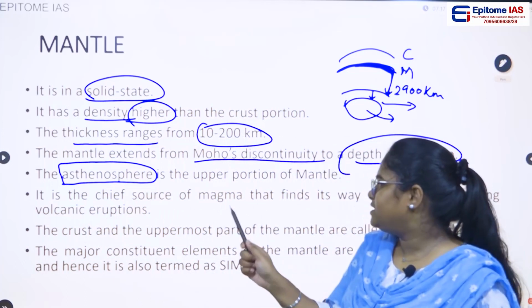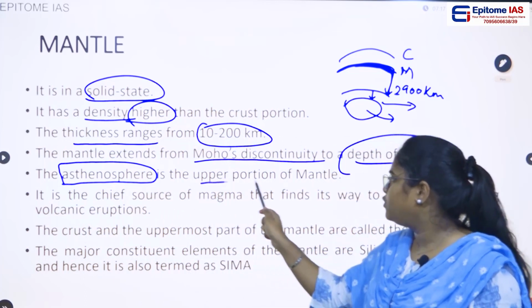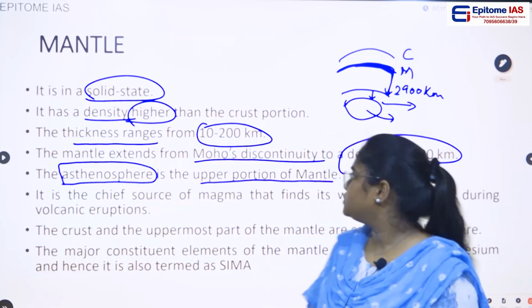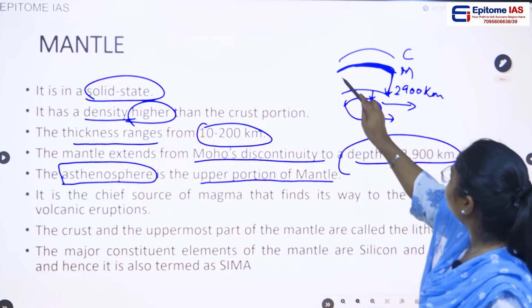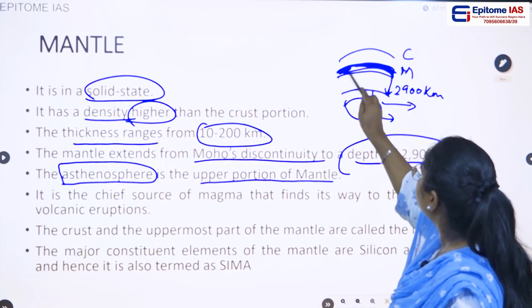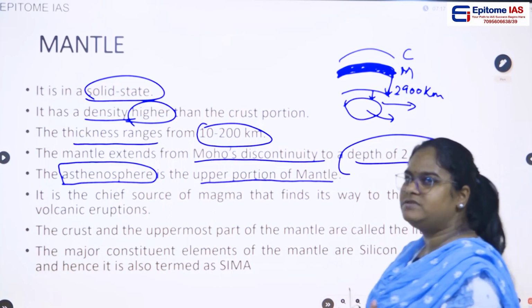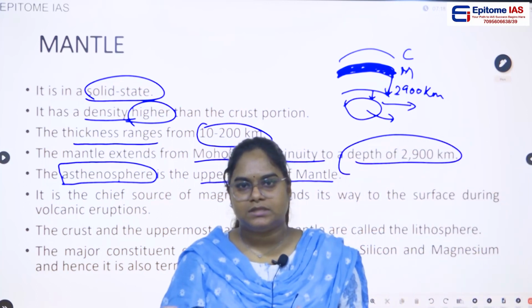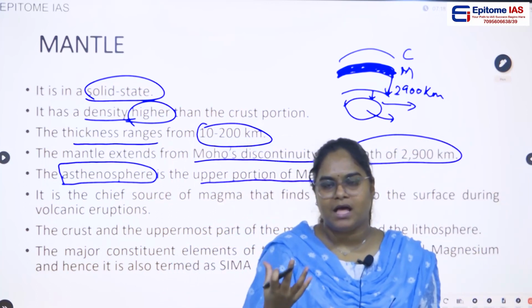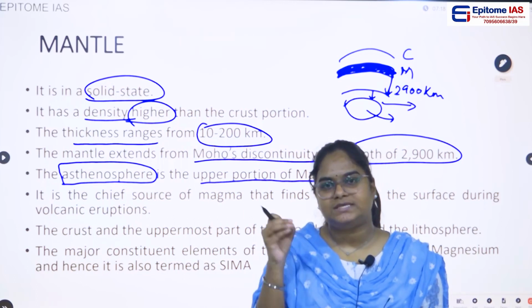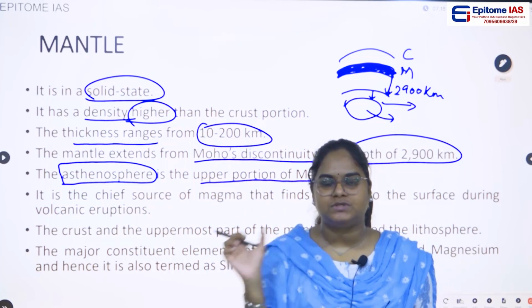The asthenosphere is nothing but the upper portion of the mantle. So let us say here, this upper portion of the mantle, we have the asthenosphere. It is also known as the weaker zone. Why? Because the molten magma which is inside the earth is usually seen in this particular layer, the asthenosphere.